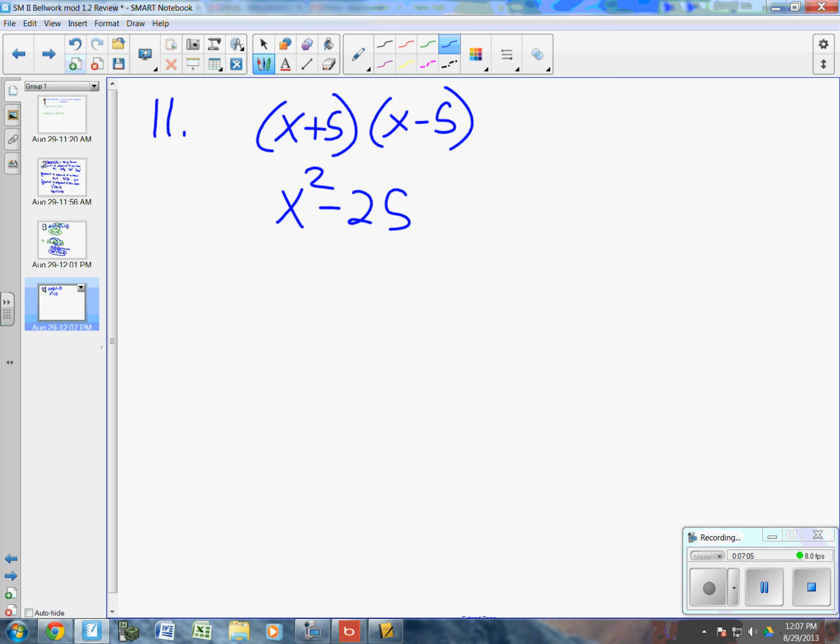Why isn't it a trinomial? Who would like to explain? Everybody that knows why it's not a trinomial, raise your hand. I want to see how many of you know. Okay, who would like to explain to everybody in the class? Okay, Elison, go ahead.